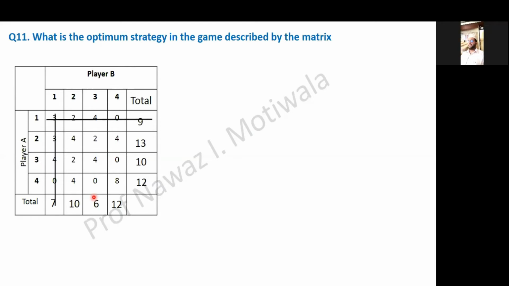Now, next part. I will continue checking whether any other dominance exists. So now compare 2 with 3. 4 and 2, 4 is greater. 2 and 4, 2 is less. So again no proper dominance. Compare 2 with 4. 4 and 4, equal. 2 and 0, greater. 4 and 8, less. So 1 is equal, 1 is greater, 1 is less. So again I will say there is no proper dominance. Any combination you try now, you will not get proper dominance.